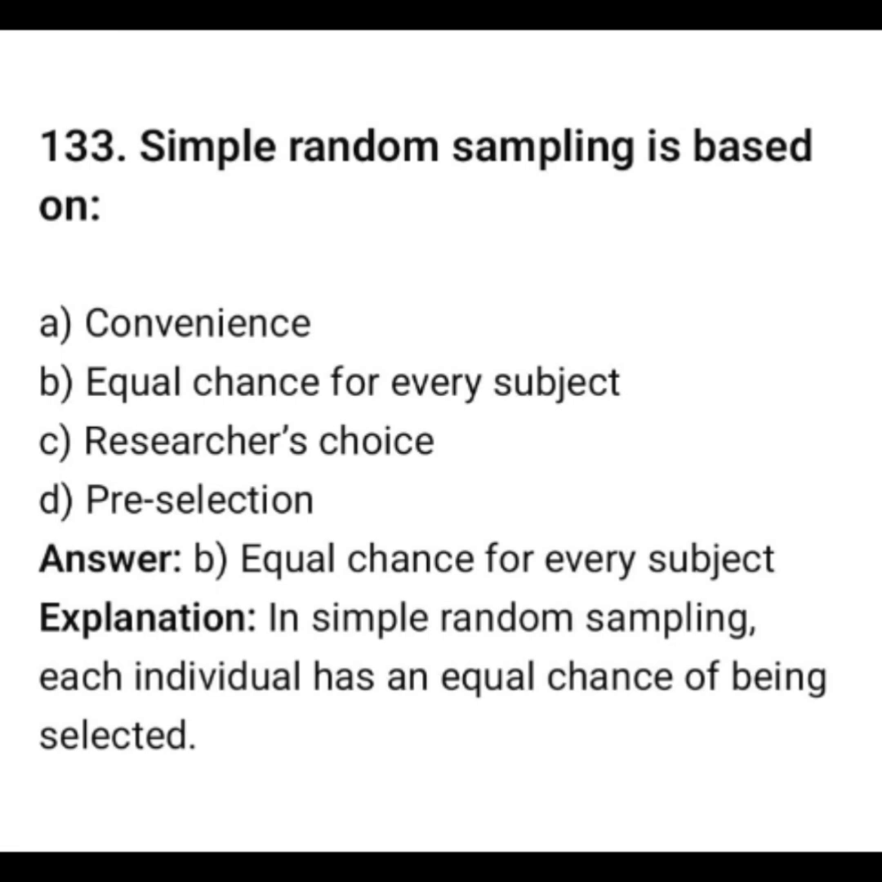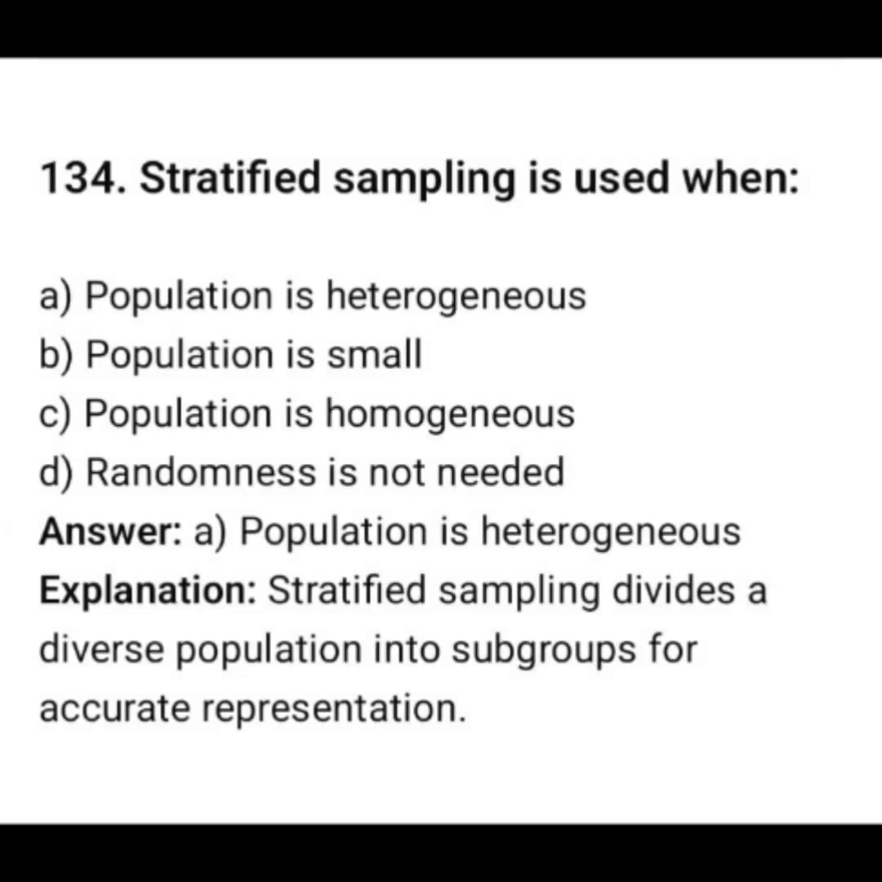Simple random sampling is based on convenience, equal chance for every subject, researcher's choice, pre-selection. The correct answer is option B, equal chance for every subject. In simple random sampling, each individual has an equal chance of being selected.